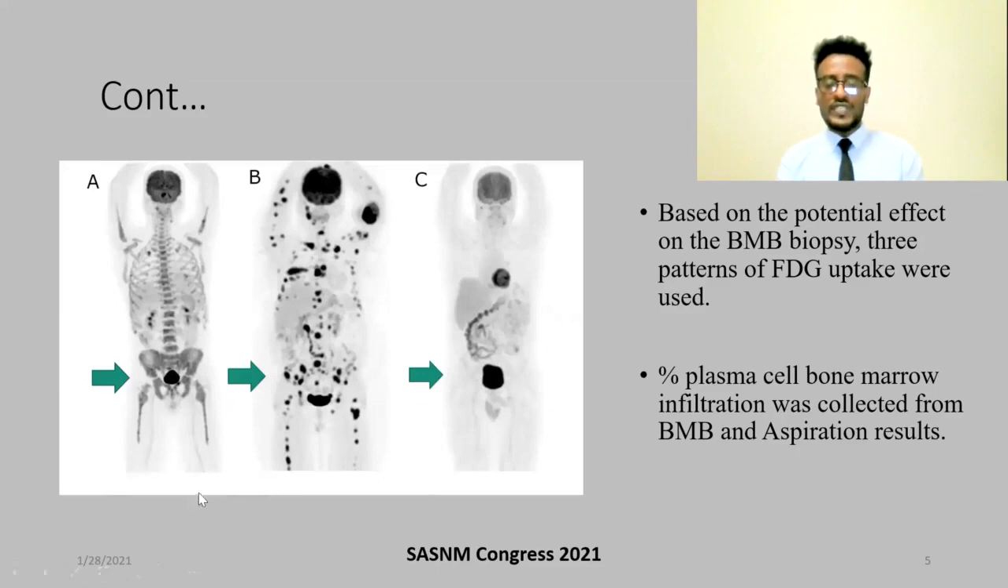And PET-CT was considered to be positive for marrow involvement if the uptake pattern is diffuse greater than liver or irregular, and negative for marrow involvement if the uptake pattern is diffuse less than or equal to liver. And regarding the percentage plasma cell bone marrow infiltration data, it was collected both from the consolidated report of bone marrow aspiration and bone marrow biopsy results.